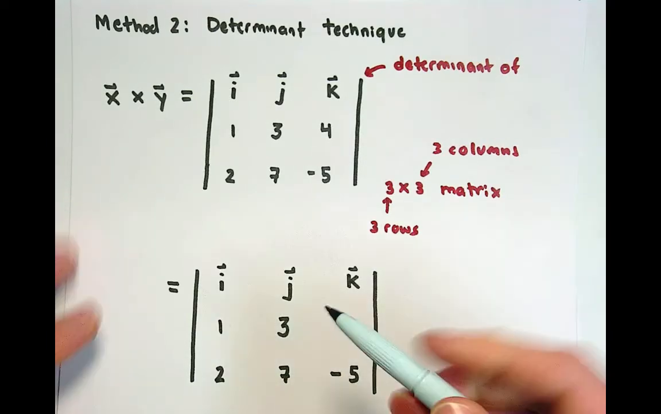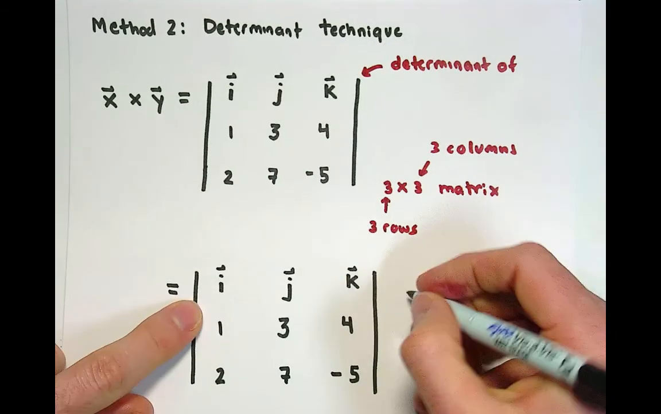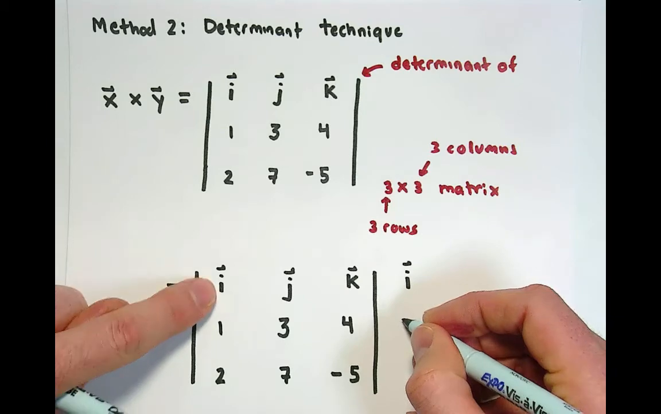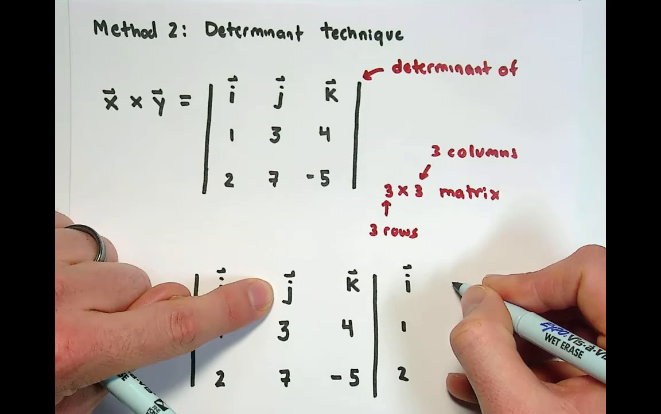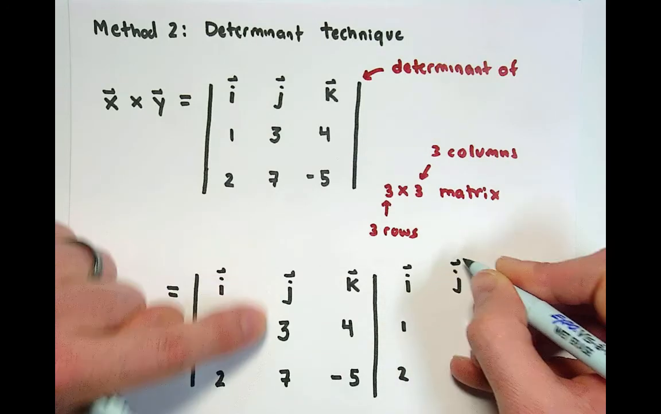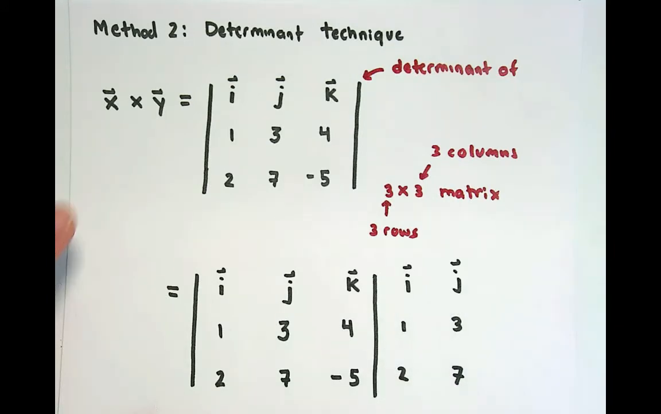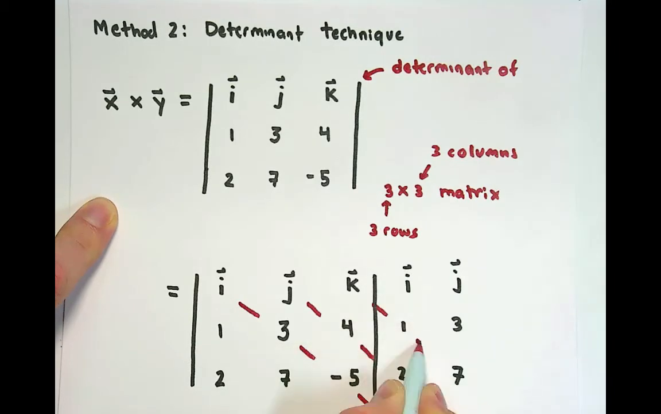So I'm going to teach you this little trick, which is to append on the outside the first 2 columns again. So here we're going to write i, 1, 2. That was the first column. Here we have j, 3, 7. That's the second column. And then what we're going to do is draw diagonals and put positive scaling factors along the downward diagonals.